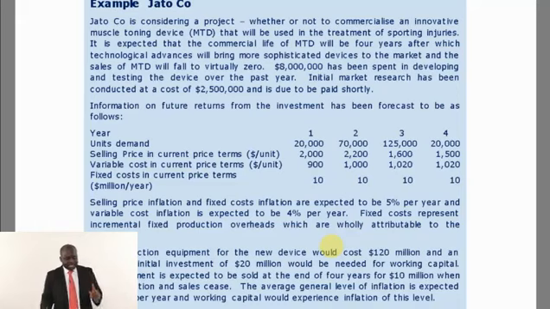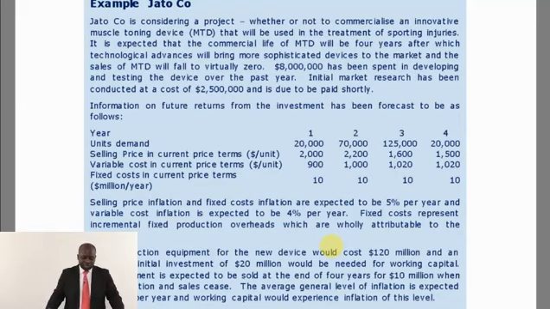So we start. Gatorco is considering a project, whether or not to commercialize an innovative muscular toning device, MTD, that will be used in the treatment of sporting injuries. It is expected that the commercial life of the MTD will be 4 years. So I know that the project life is 4 years. This is what I've picked.